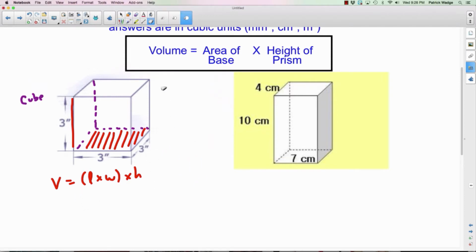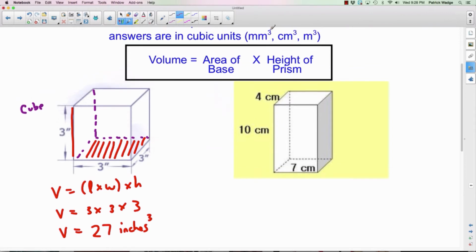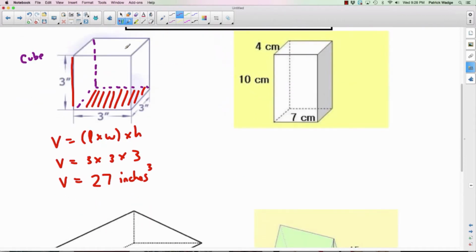So why don't I just leave that right in here? What you're going to do is go length times width times height. The length is 3, the width is 3, the height is 3. 3 times 3 is 9, times another 3 is 27. And as I said, those tick marks are inches, so it's 27 inches cubed. Remember, all our units, as I wrote up here, are cubed when you do volume questions. So that is your first answer right there.